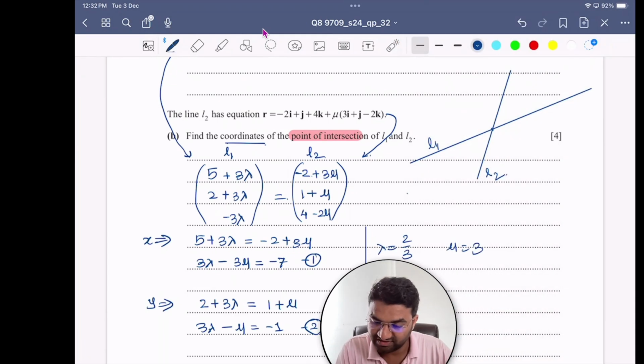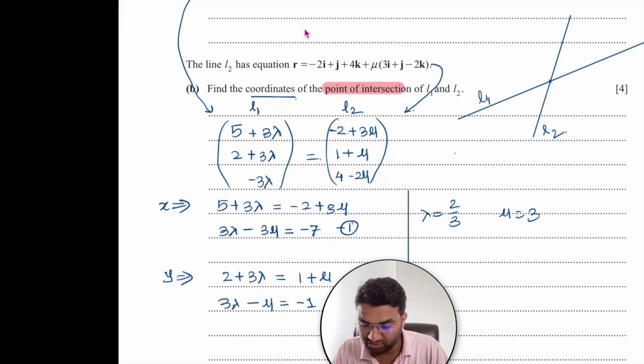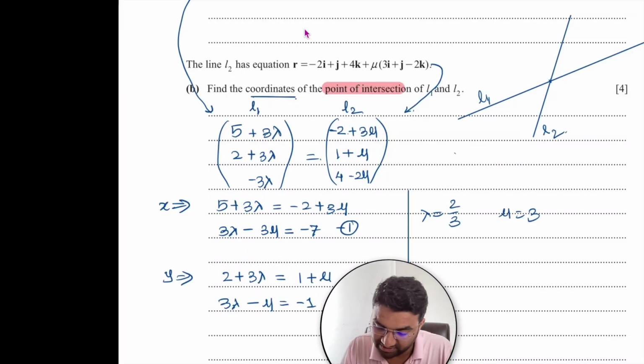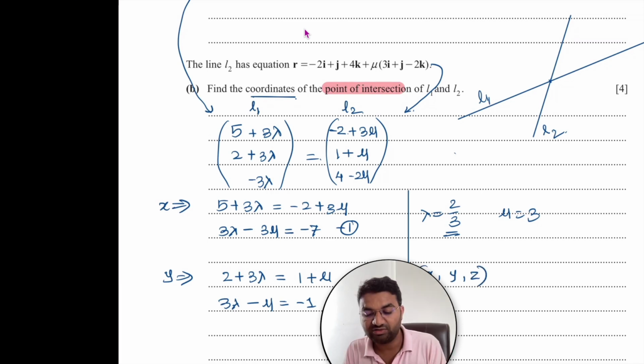We will use just any one of them to find the point of intersection. So here we can substitute the lambda in the given equation to find the coordinates. To find x, y, z of the point of intersection, we can substitute here.